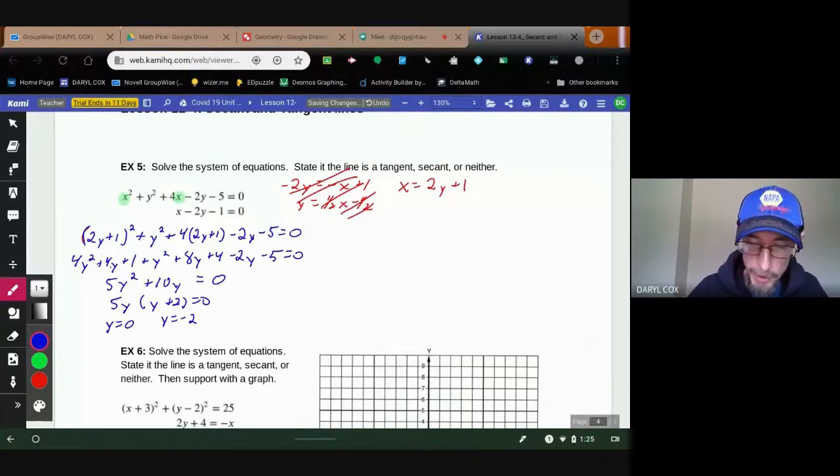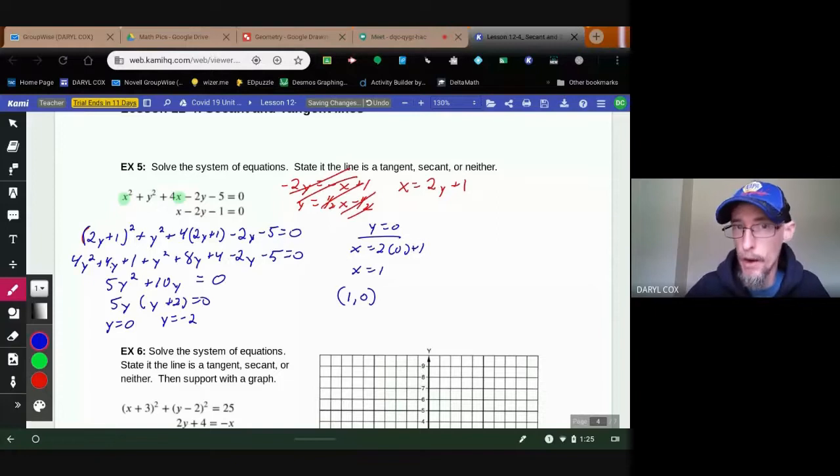So I take those back up to here. If y equals 0, then x equals 2 times 0 plus 1. So x equals 1. So my point of intersection, be careful of this, is (1, 0), because the x value is 1 and the y value is 0. A lot of people just mix that up. They always put the first thing they found first.